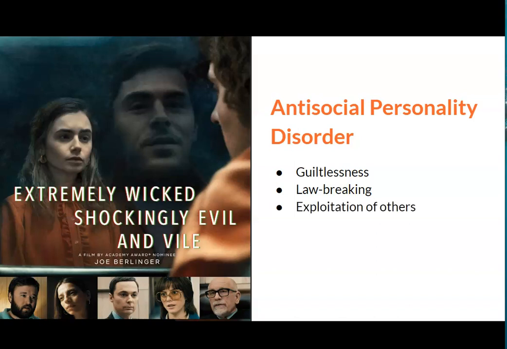Exploitation of others. This is where the individual may use their charm to take advantage or mistreat others. Irresponsibility. This involves being just inconsistent with work and paying bills. And finally, deceit. This often involves lying and conning others for personal profit or for personal pleasure. While antisocial personality disorder is associated with criminal behavior, not all individuals with this personality disorder become criminals.